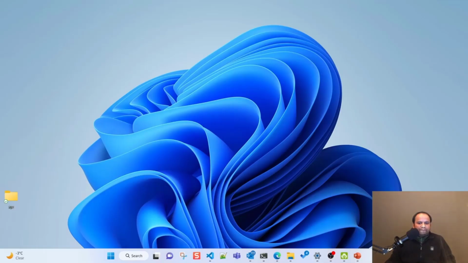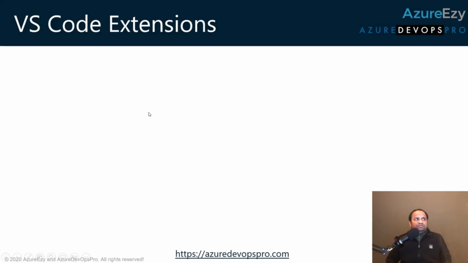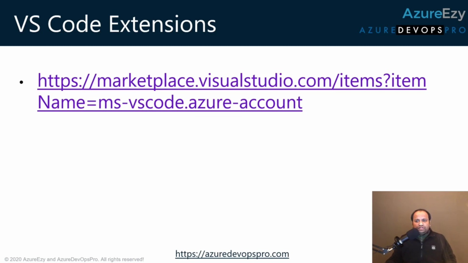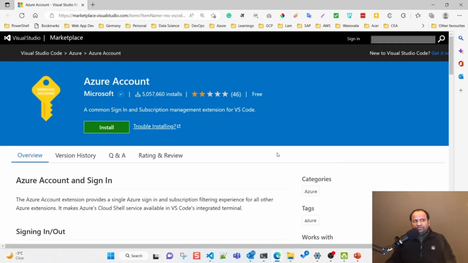Now the next part that you need to have is various Visual Studio Code extensions. This is the beauty of Visual Studio Code: it comes with an extension marketplace, and if you go there, this is one of the first extensions that you need to have if you're working with Azure. This extension enables you to interact with Azure within Visual Studio Code.